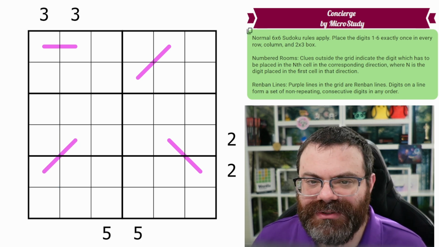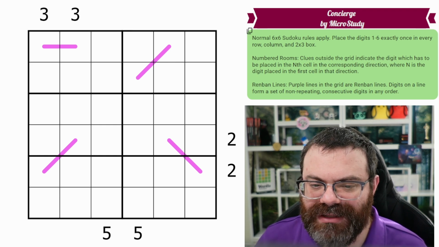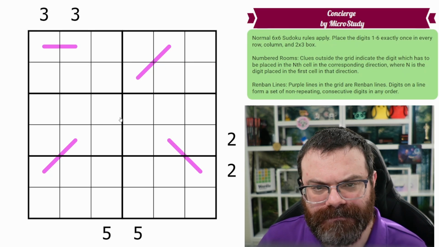And that's it. Those are the rules. There's a link in the description if you'd like to try the puzzle yourself. And I'm going to get started right now.